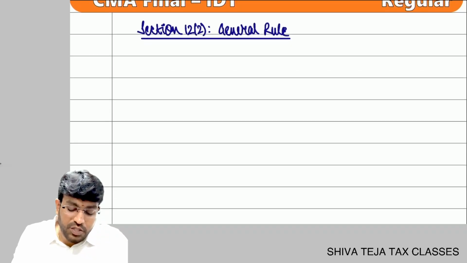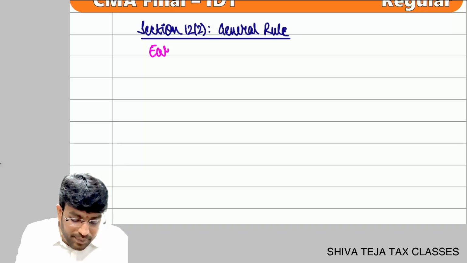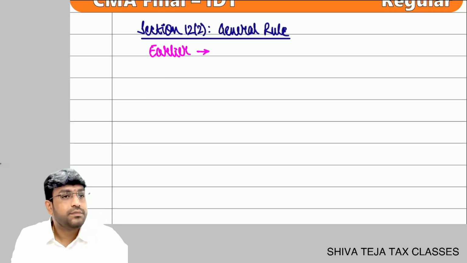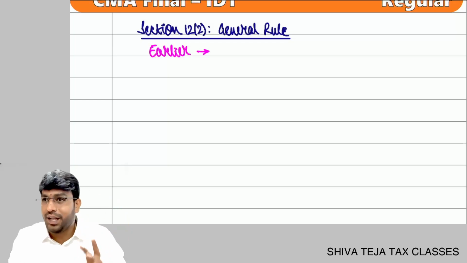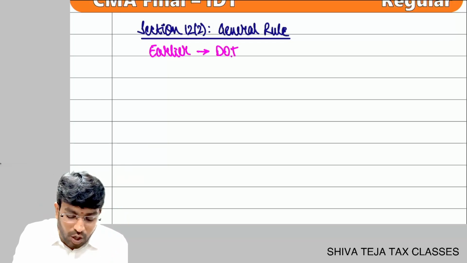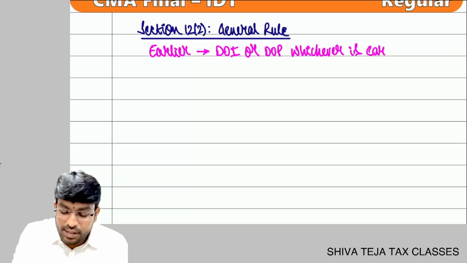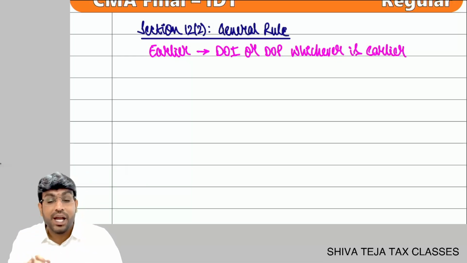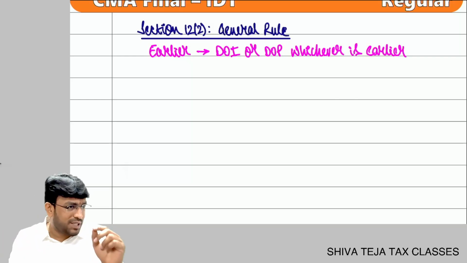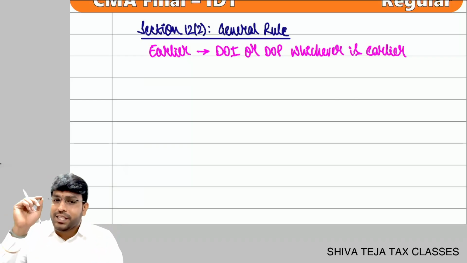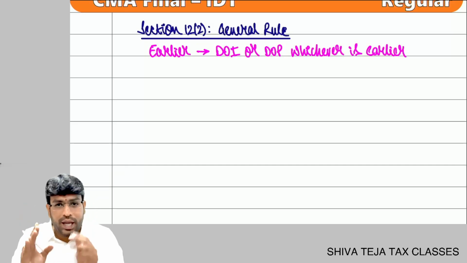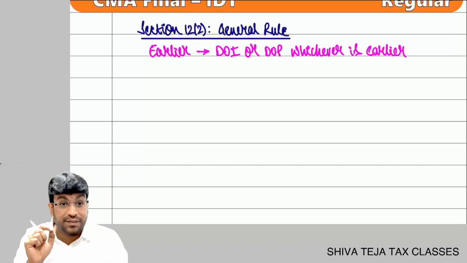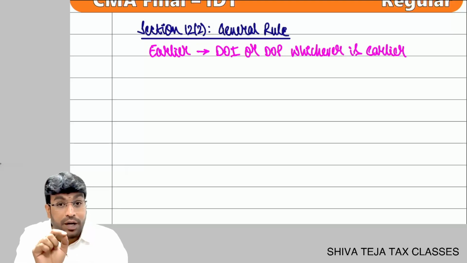Now, in this general rule, the concept to be noted is earlier, once upon a time, what they told is date of invoice or date of payment, whichever is earlier. This was originally the concept when the GST law was framed in 2017. In July 2017, when the GST law was framed, this was the answer for time of supply, where they clearly told date of invoice or date of payment, whichever is earlier. But subsequently, this point got amended.